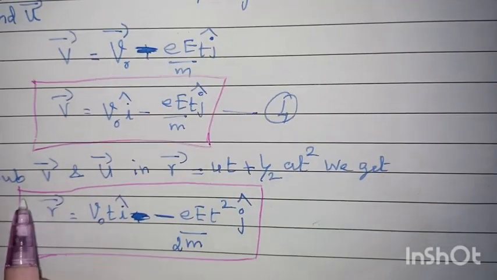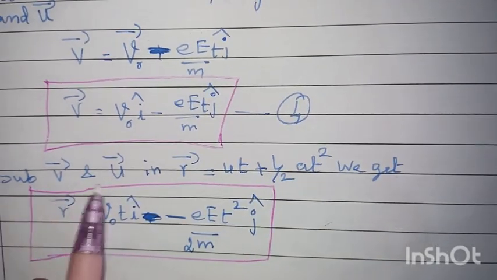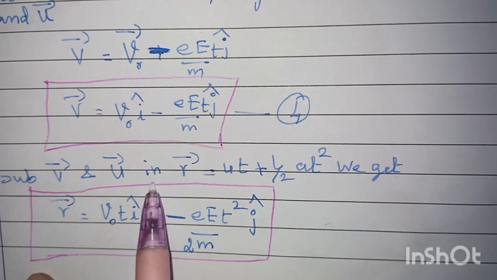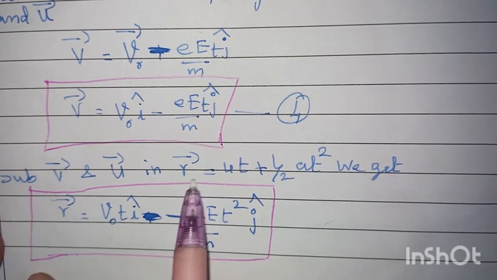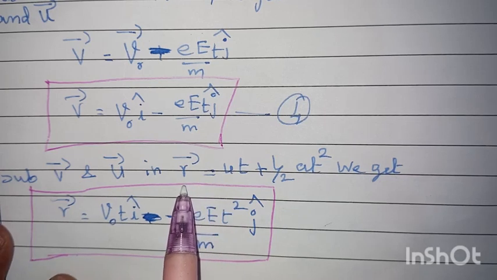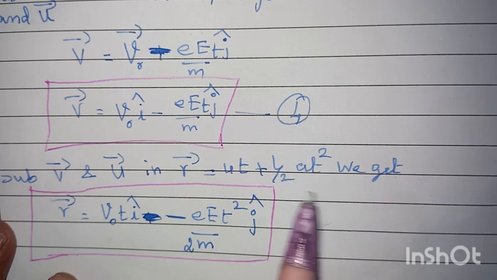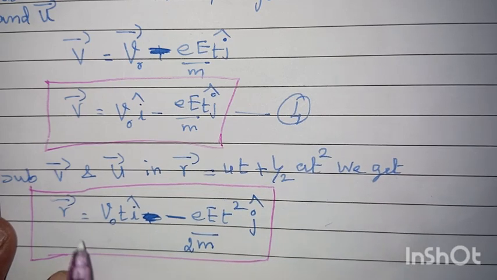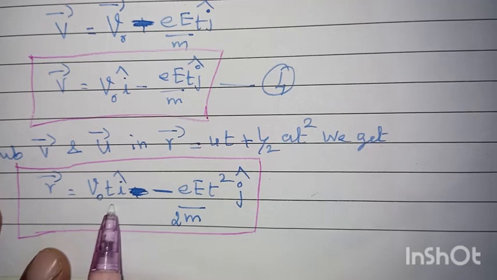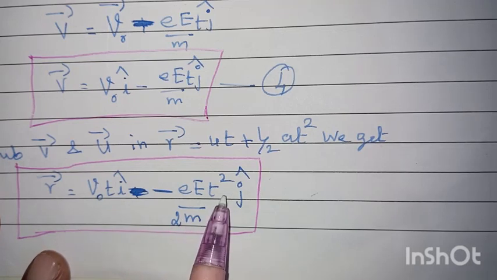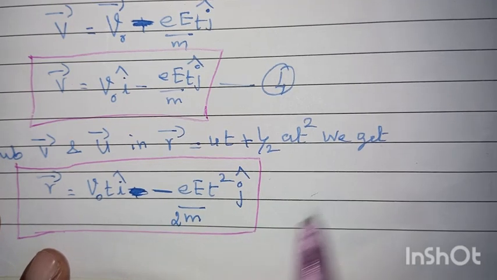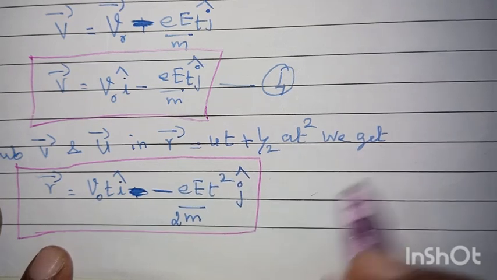In the same manner we are substituting the value of v and u in the expression for position. The equation for position is ut plus half at square, and the value of a also is substituted. So r becomes v0 t into i cap minus eE t square by 2m into j cap. That's all about this problem. Thank you.